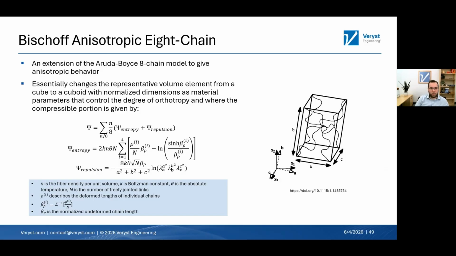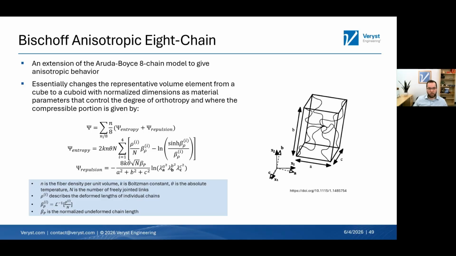The final model I'm going to talk about is a little bit different to the other two. This is the Bischoff anisotropic 8-chain model. This is based on the extension of the Arruda-Boyce 8-chain model that gives anisotropic behavior.